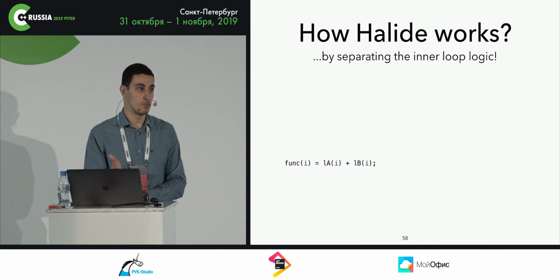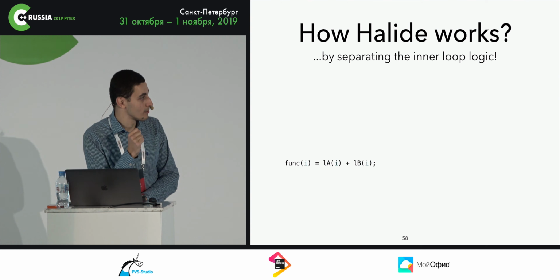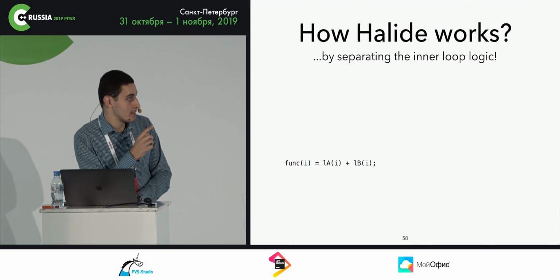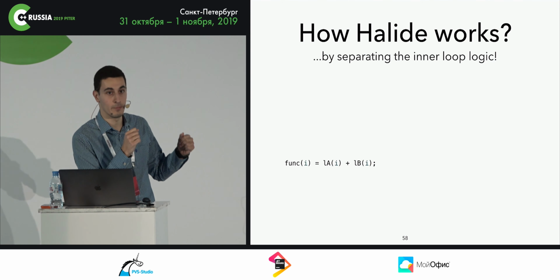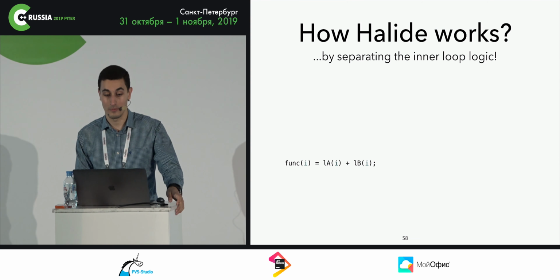So this one looks super simple, right? We have a function that is defined, that is parameterized over I. Looks like a higher level language, right? And we take the element at index I from array LA and array LB, and we sum up those 2 values and we output it into the function itself.